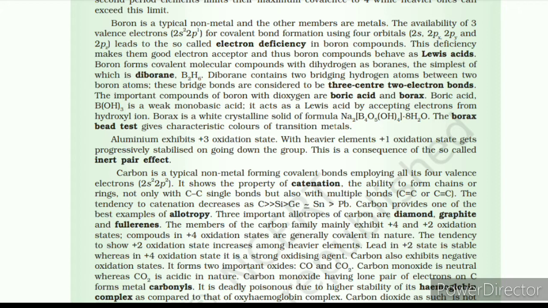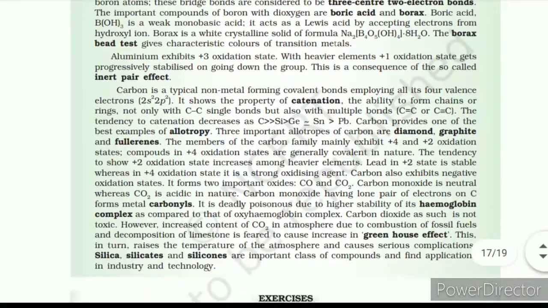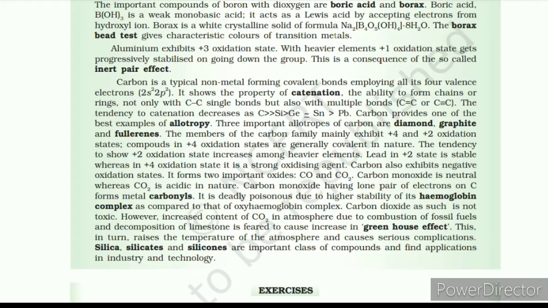The members of the carbon family mainly exhibit +4 and +2 oxidation states. Compounds in +4 oxidation state are generally covalent in nature. The tendency to show +2 oxidation state increases among heavier elements. Lead in +2 state is stable, whereas +4 oxidation state is a strong oxidizing agent. Carbon also exhibits negative oxidation states, and it forms 2 important oxides, CO and CO2.